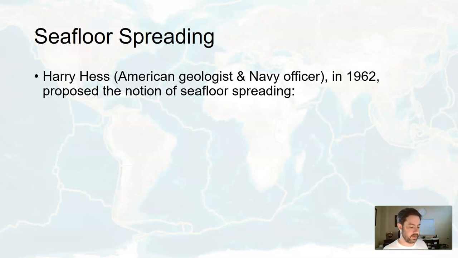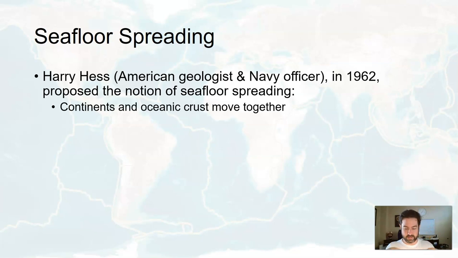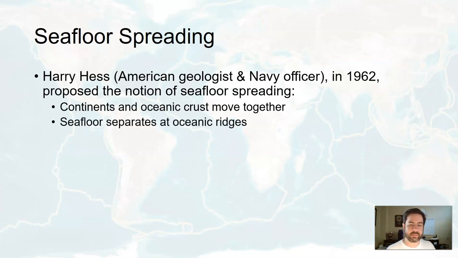What he was saying is that the seafloor spreads, and when it does, the oceanic crust, the crust usually under the ocean, which is connected to the continents, moves together. So if I'm spreading the seafloor, I'm going to spread the continents out that it comes in contact with as well. At these oceanic ridge systems, the seafloor separates at that point, moving away from each other.